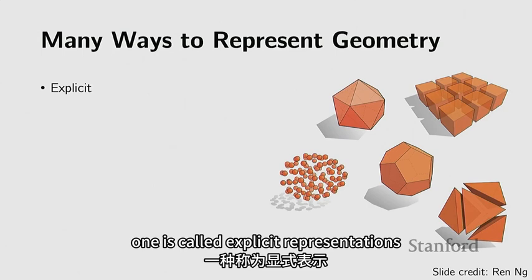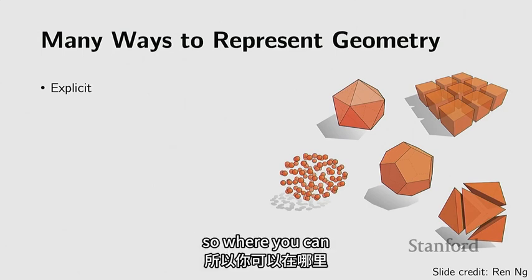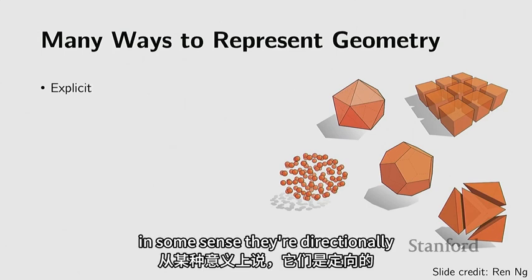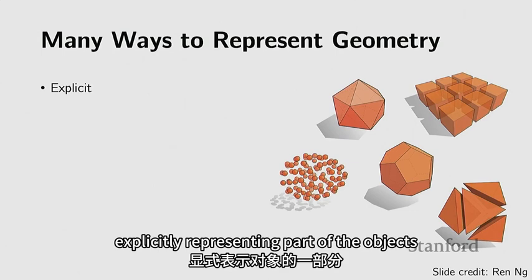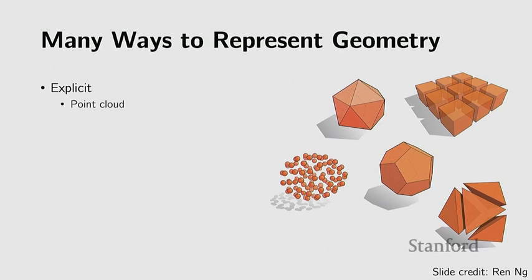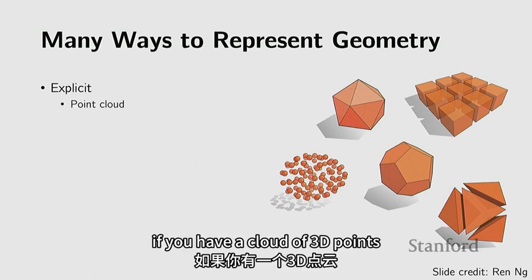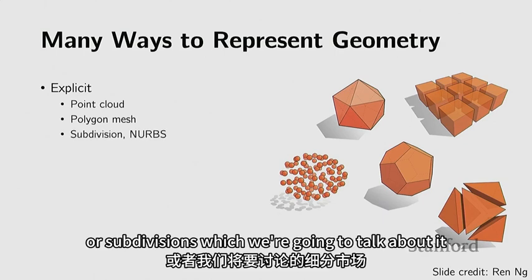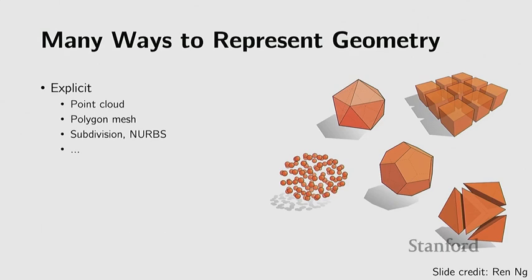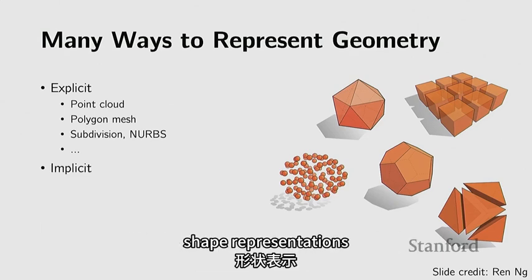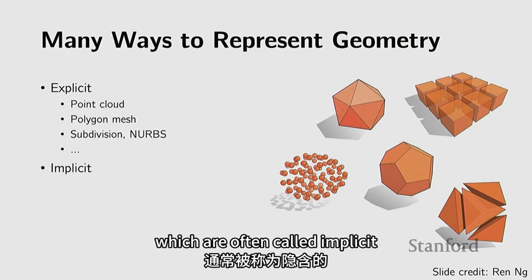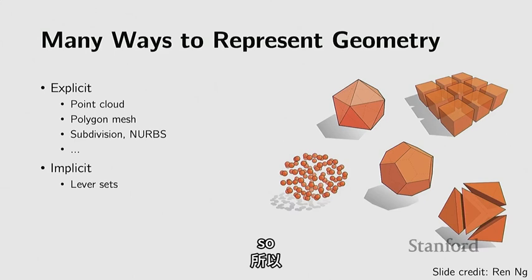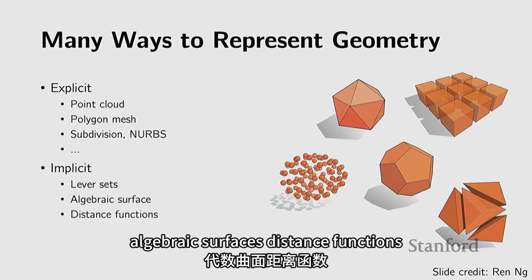One is called explicit representations, which are, in some sense, directly, explicitly representing parts of the objects. This includes things like point clouds, if you have a cloud of 3D points, or a polygon mesh, or subdivisions, which we're going to talk about, and others. And there's a different category of object shape representations, which are often called implicit. We're going to talk about them as well, including level sets, algebraic surfaces, and distance functions.